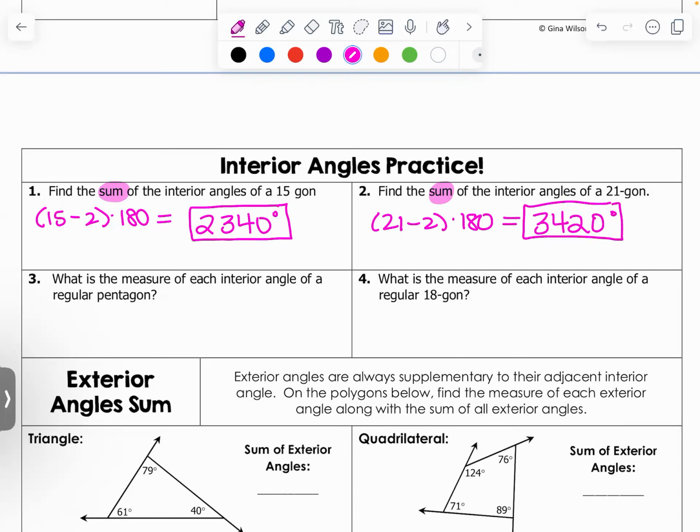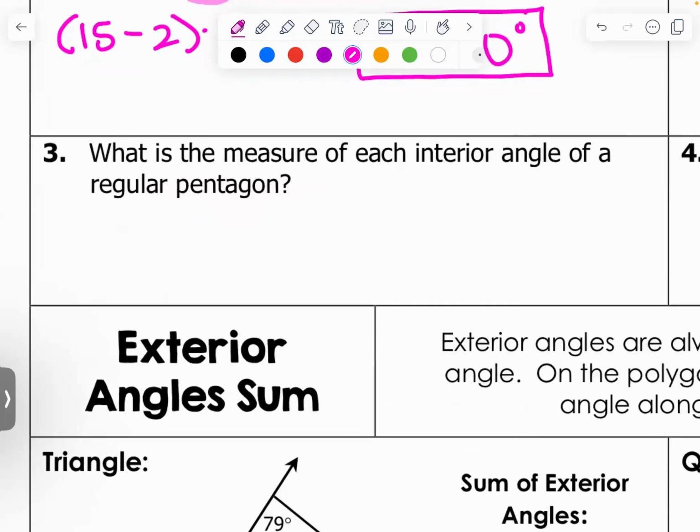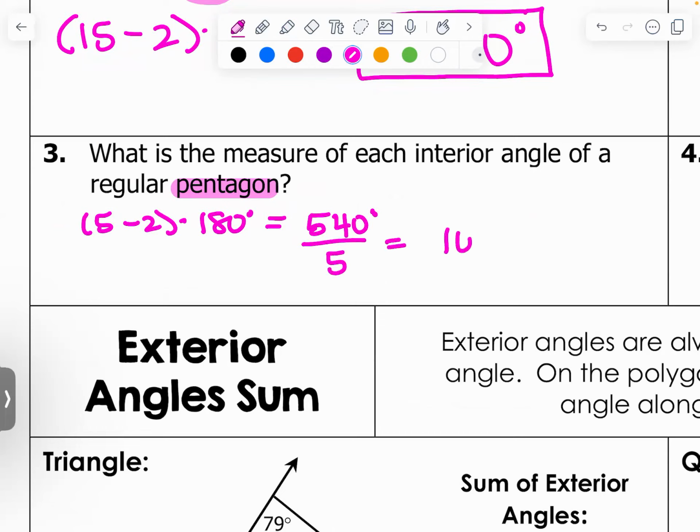Creepy. Okay. So now in number 3, I'm asking you to find the measure of each interior angle of a regular pentagon. How many sides does a pentagon have? 5. So we're taking 5 minus 2 times 180 to get 540. But I want to know the measure of each angle, and they're all the same since it's regular. So 108. Are you okay with that?